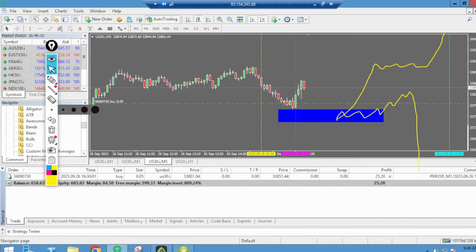All right, so they're pushing the price back down again. What do you think is happening? They're inducing sellers. They're pulling sellers into the market.